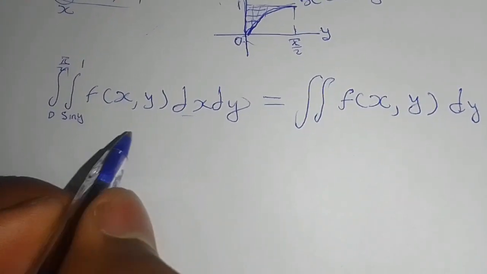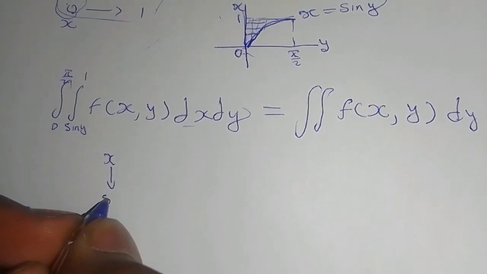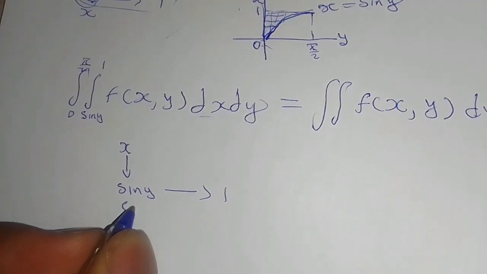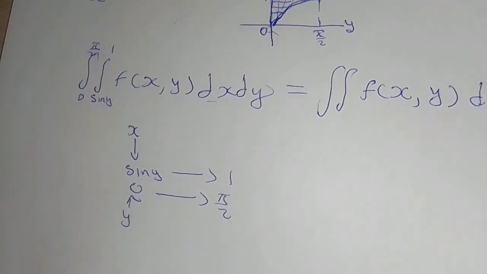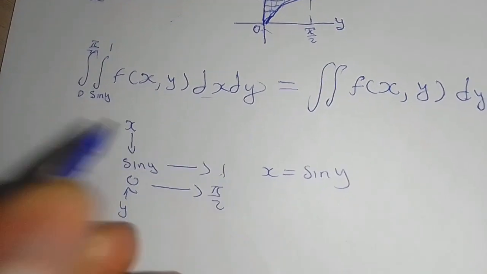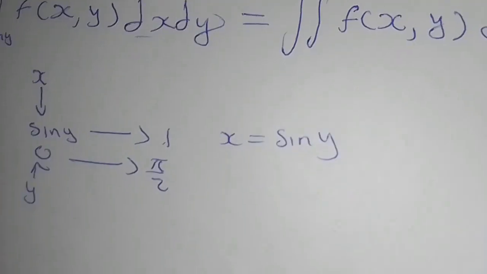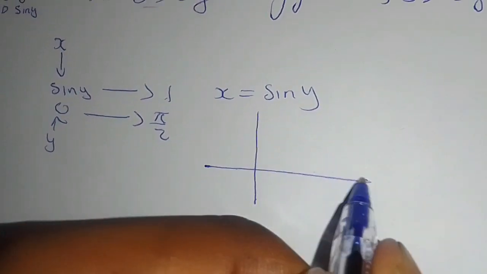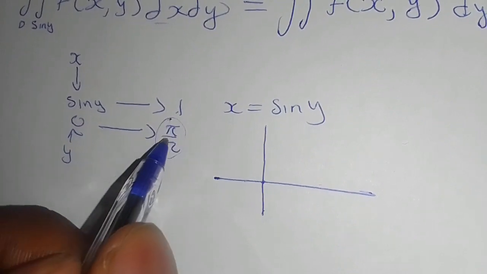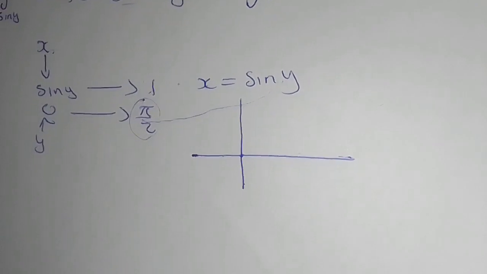Notice that here it says that x goes from sine y to 1, and then y goes from 0 to pi over 2. So the function x equals sine y ought to do that. Let's draw that curve here, x equals sine y. This curve agrees, because if y is pi over 2 and you plug in pi over 2, you technically get that x equals 1. So it tends to agree with that.